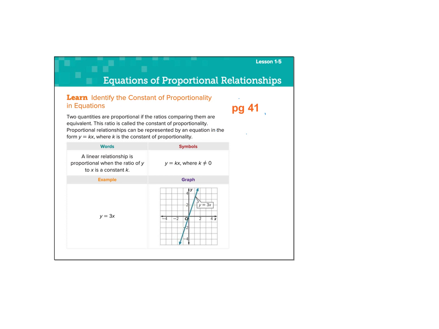The equation for proportional relationships is always going to look like this. They're going to look like y equals, we're going to call it k times x. So this k here is going to be your unit rate or your constant of proportionality, which I'm just going to abbreviate COP, constant of proportionality.